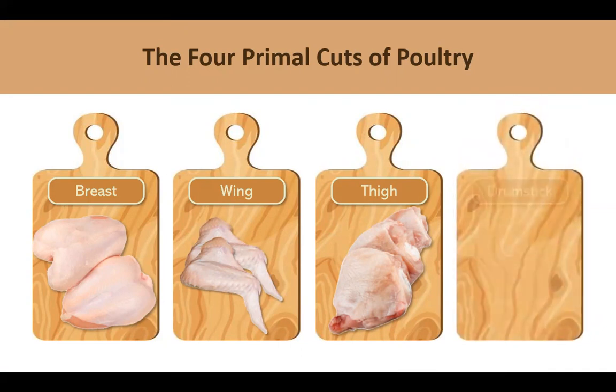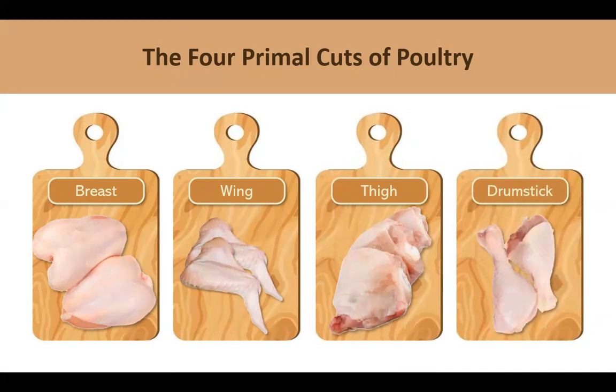And the last one is the drumstick. Drumstick is the lower portion of the leg, taken from the knee down. It is a dark meat and is therefore very juicy and tender. While drumsticks can be deboned, it is more common to find them bone-in, seasoned, and slathered in barbecue sauce and barbecued whole. And again, these are the four primal cuts of poultry. We have the breast, wing, thigh, and drumstick.